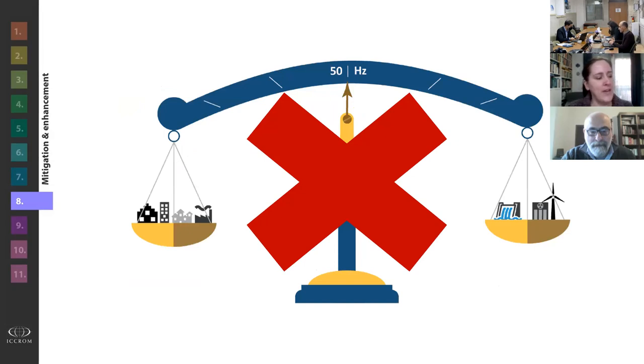But we need to be very clear that, again, it's not a balancing act. We cannot say that because somebody's offering us wonderful, positive benefits, that we can overlook negative impact. If there is a problem for World Heritage, it's a problem, and there cannot be a deal done to try to avoid those issues. We need to always avoid negative.